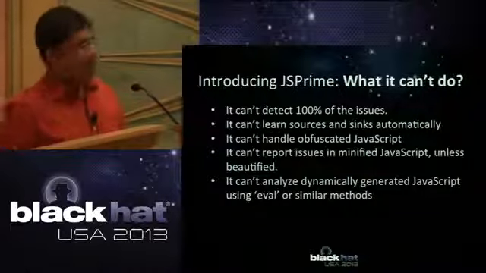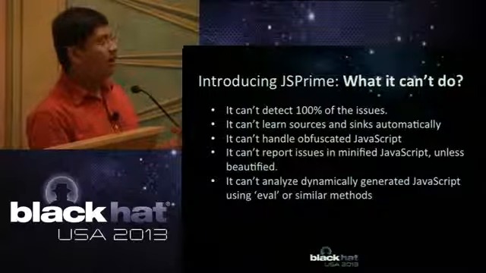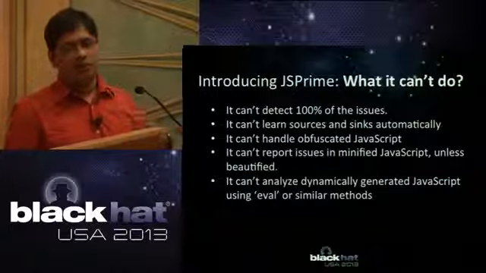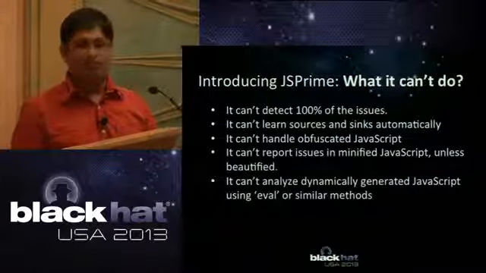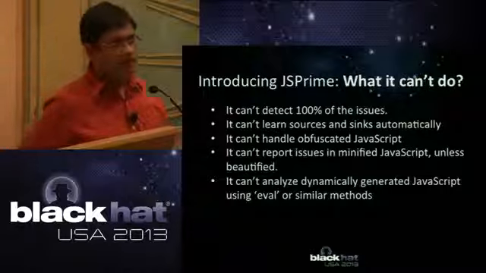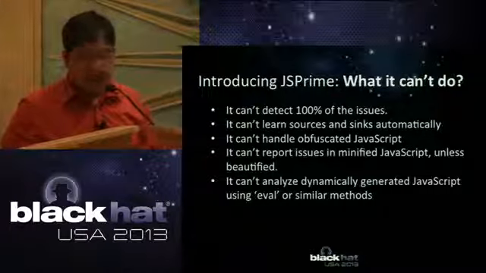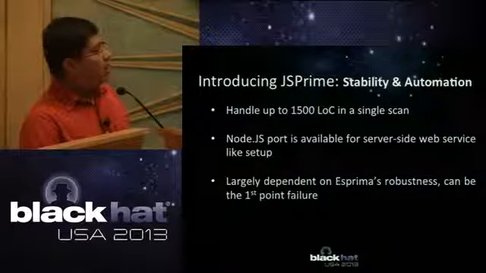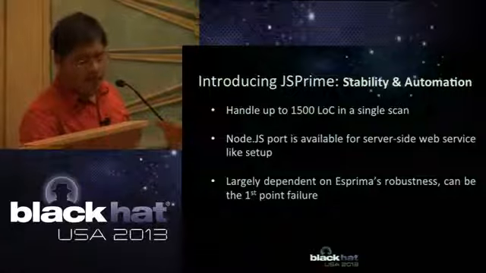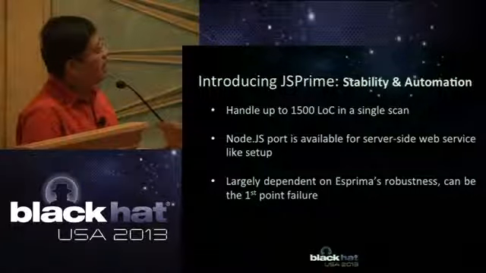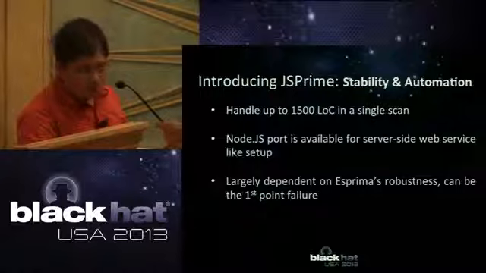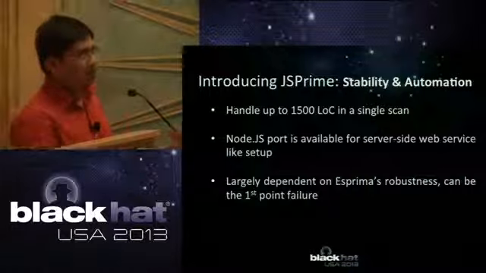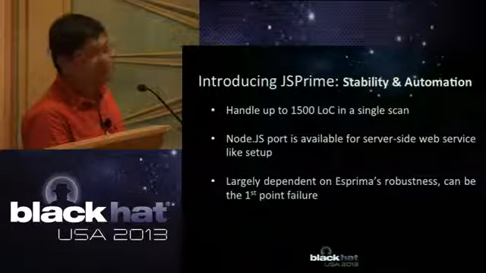And it cannot analyze dynamically generated JavaScript using eval. So if you are constructing JavaScript or executing JavaScript statements using eval, it's not possible in this version yet, but we are working on it. What about stability and automation? So far we have benchmarked that up to 1500 lines of code this tool can handle in a single scan. It might be able to scan a bit longer JavaScript, but this was the longest JavaScript file we had to test.